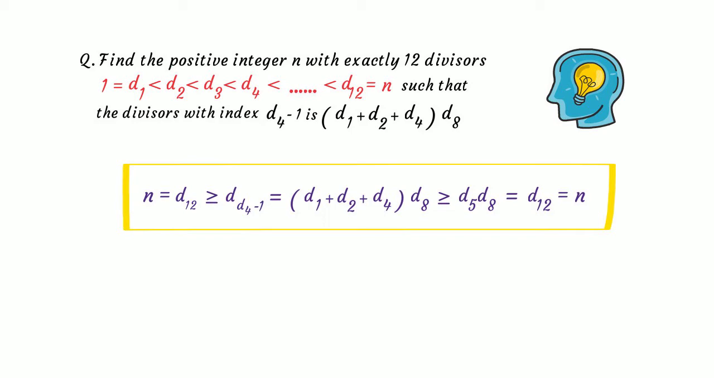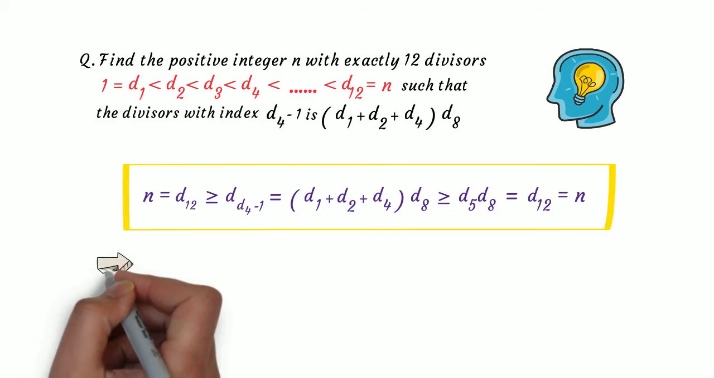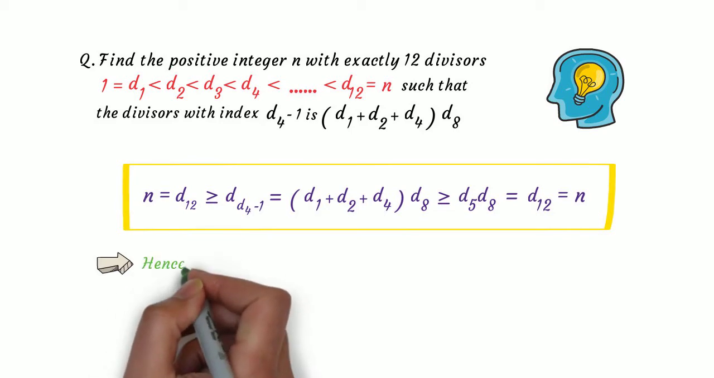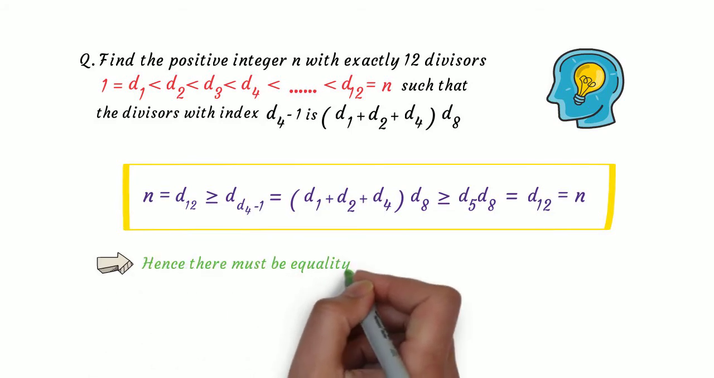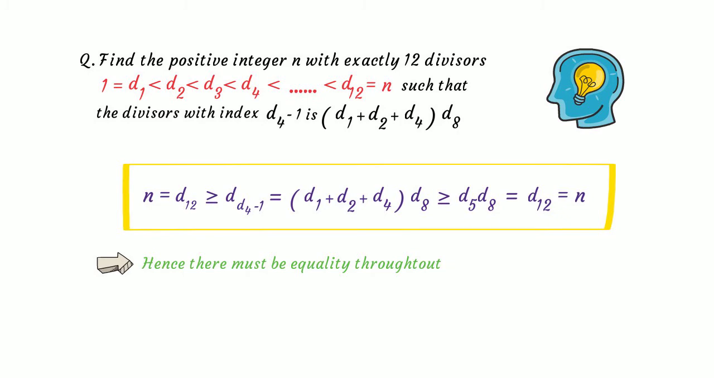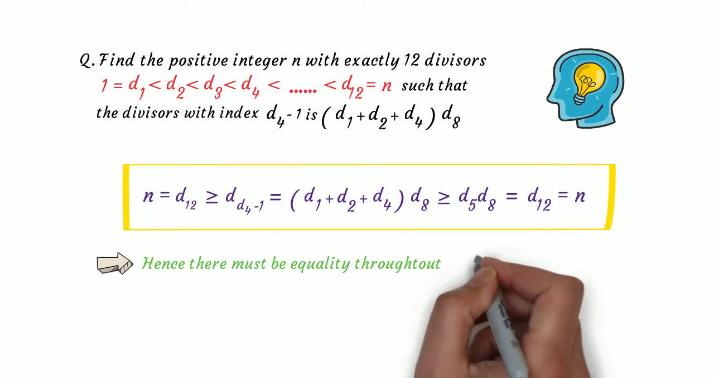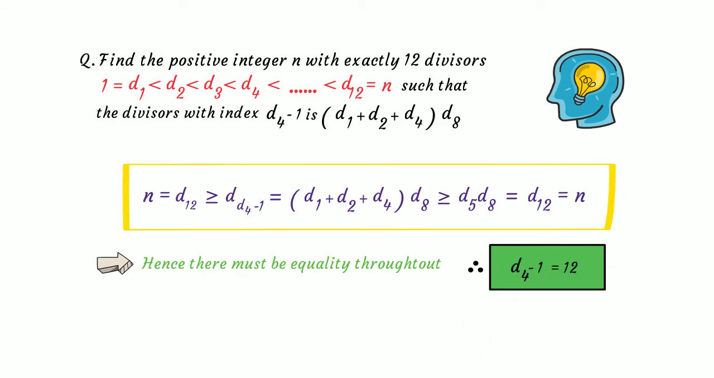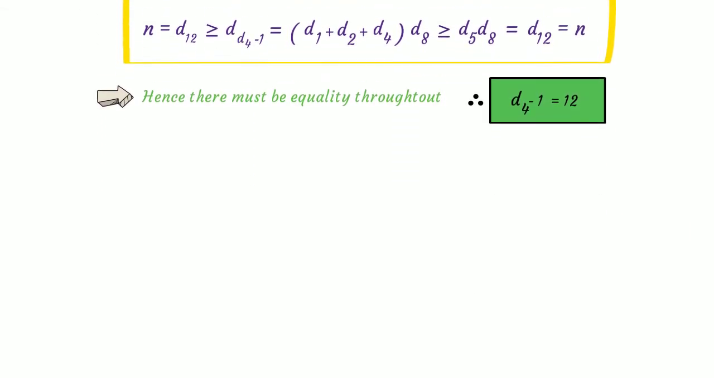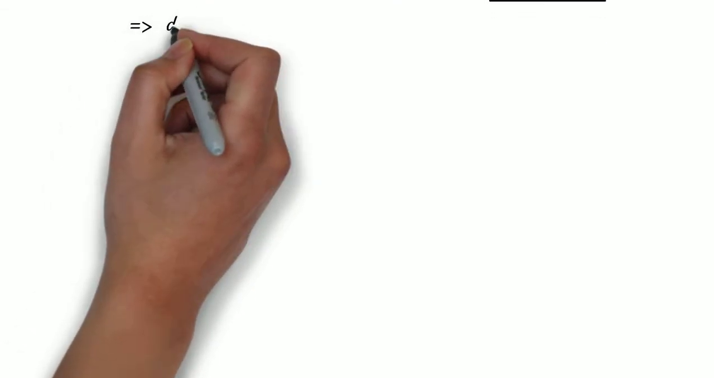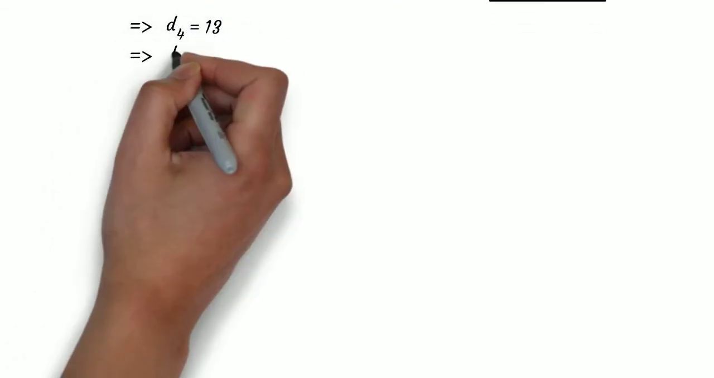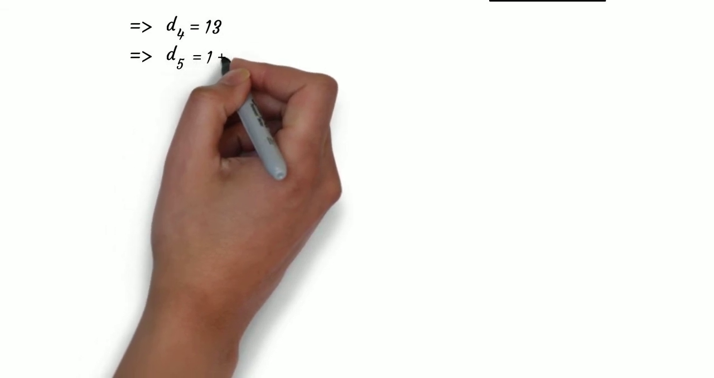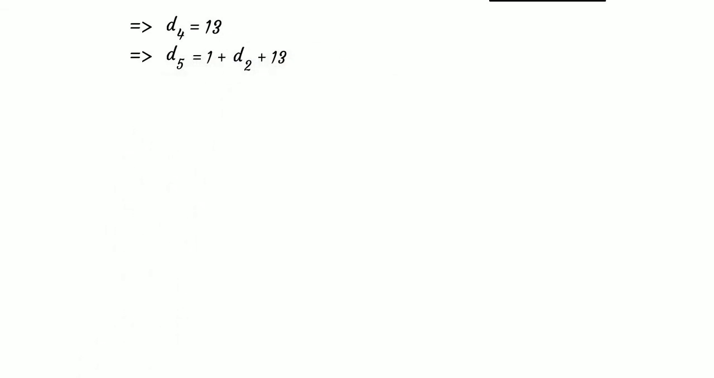As we have a lot of equalities and inequalities in the same equation, this is only possible if all the greater than or equal to symbols turn out to be equal, and hence we have d12 equals d of (d4 minus 1). This means d4 minus 1 equals 12 and d4 equals 13. We also have d5 equals d1 plus d2 plus d4, and that is 1 plus d2 plus 13.